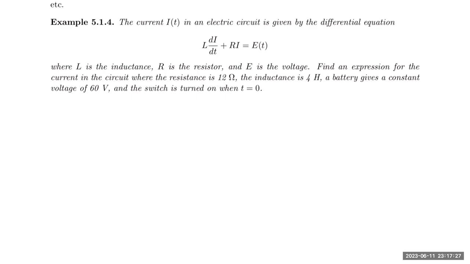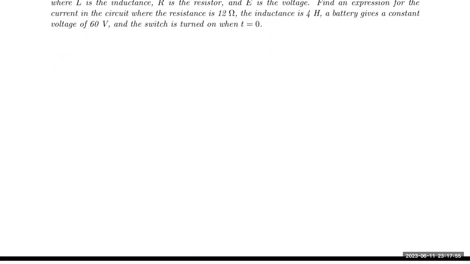So we actually have an initial value problem here, because the initial time is 0, so we have to assume that when the switch is turned on, that's when the process starts. But when t is 0, there's no current going through, right? So when t is equal to 0, I(0) is equal to 0. Let's start with that.